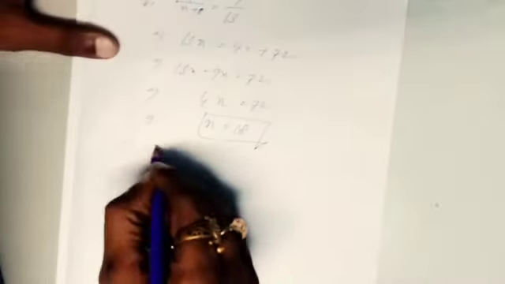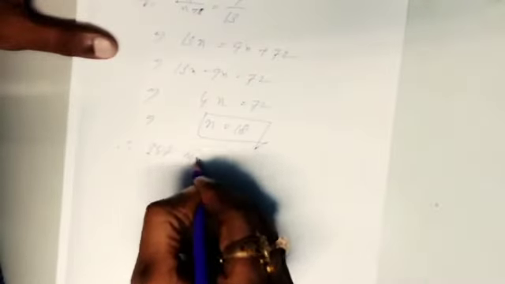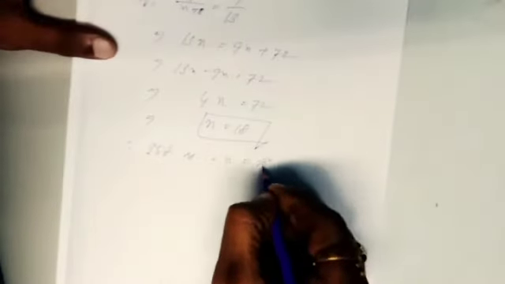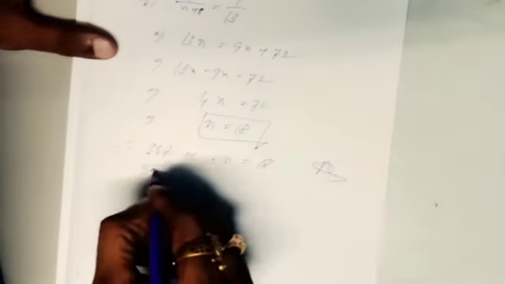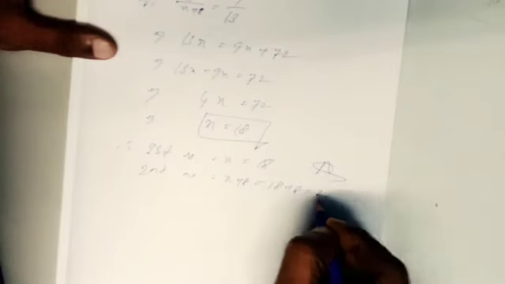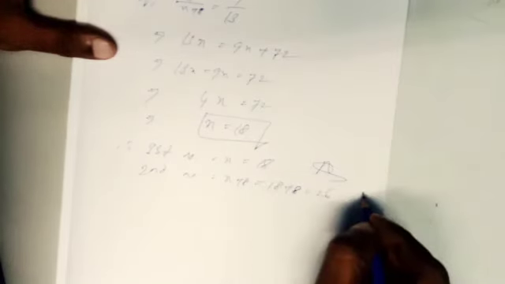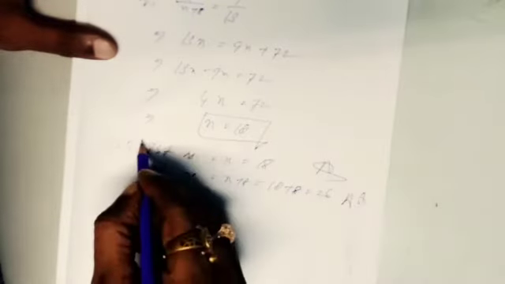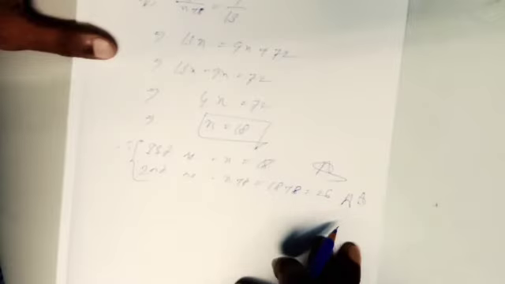Okay. After getting x, you can easily find the first number, that is x, which is equal to 18. And the second number is x plus 8. That means 18 plus 8, how much is coming? 26. Okay. So these are the two numbers that I got. The first number is 18 and the second number is 26. The difference is 8. Let us go to the next question.